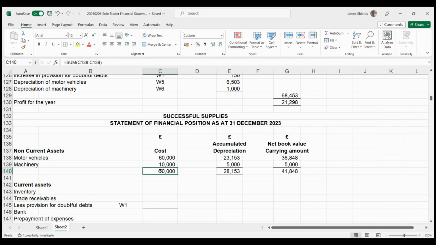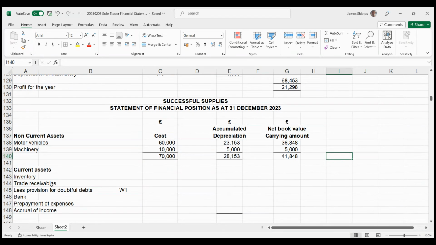Now, the cost figure is 70,000 and the accumulated depreciation is 28,153. We've finished with those figures now, so they're going to be underlined. The 41,848 is not underlined because we're going to use it later on in our statement of financial position. Right, now we come to our current assets. So again, this is going with your template that you've learned, and you should have a copy of this anyway. Your inventory there, that's your closed inventory. Now, all these go in our middle column unless we've got provision for doubtful debts.